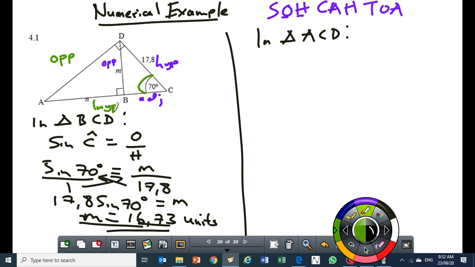But that's not the only way. I can calculate the size of this angle and straight away use that reference angle together with M to get AB in triangle ABD. Okay, read ACD. So there is more than one way of doing the question.